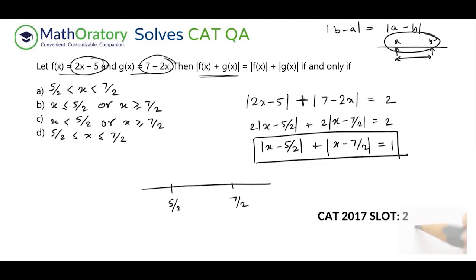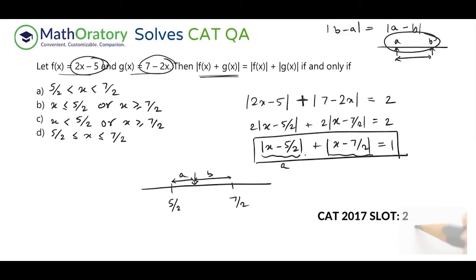So if I place this value of x somewhere here, whatever value I put in, the first part, let me say this is a. This is the distance between x and 5 by 2, right? So this distance will be a. Similarly, this is the distance between x and 7 by 2. So this distance will be b, right?